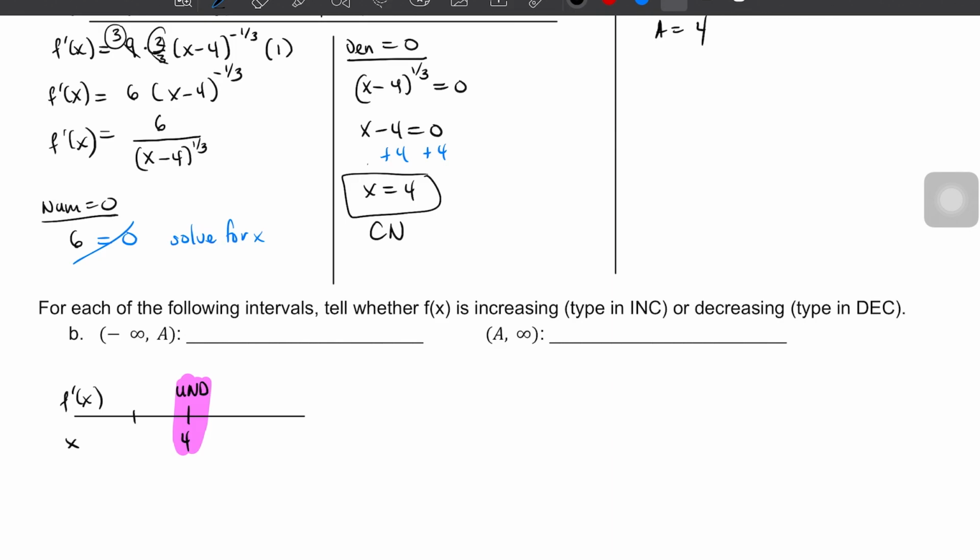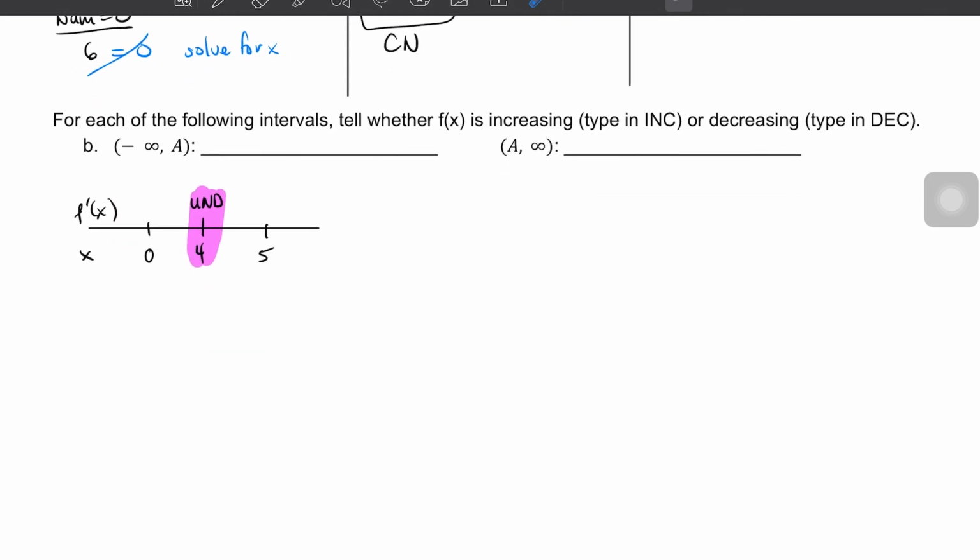So let's try plugging a number. So a number on the left side of 4 is 0, and a number on the right side of 4 is 5. So let's try to find out whether this is positive or negative. So all we gotta do is test the left side. So let's go ahead and do that. So let's take the derivative. We know it's going to be 6 over x minus 4 to the 1/3, and we're gonna plug in 0. That should be easy to determine. And we're gonna plug in 5.